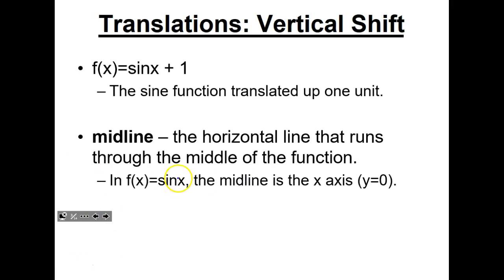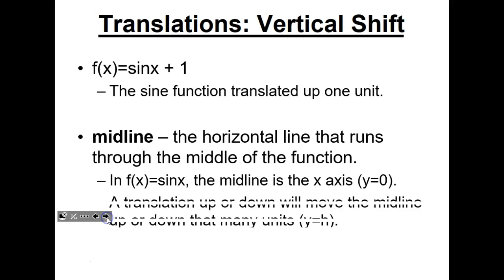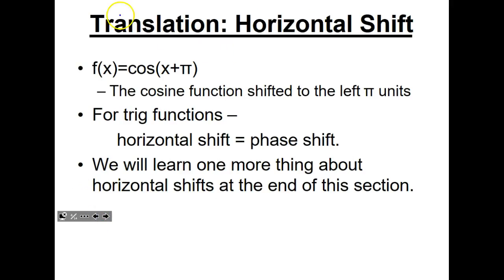And I think I have that here. So for f of x equals sine x, the midline is the x-axis. And also for cosine, right? But if we have a plus 1 at the end, that's going to move our midline up that much. Or if we have a minus 7, it's going to move it down 7. It's pretty simple to do those.